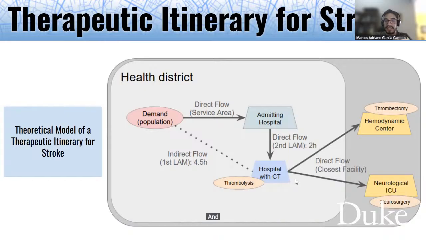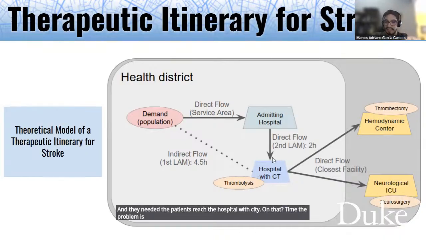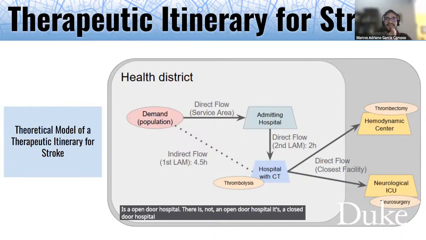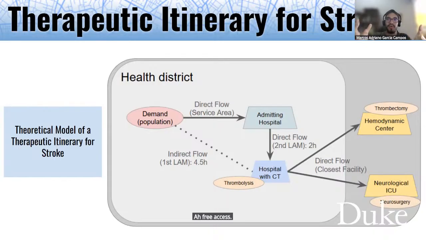And I need the patient to reach the hospital with CT in that time. The problem is that the hospitals in Maranhão with CT scan are not open to the population. Here we use the term open door hospital. That is not an open door hospital, it's a closed door hospital. I don't know the expression in English, but it's not a hospital with free access for the patient. Only referred patients can go there.